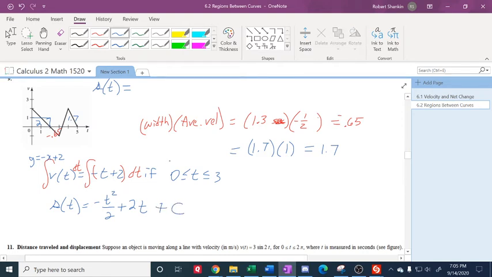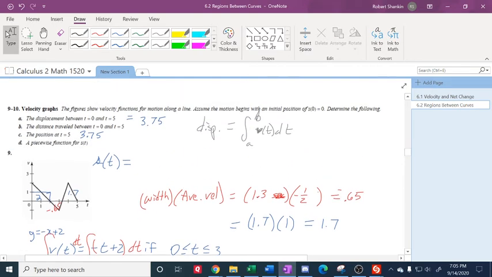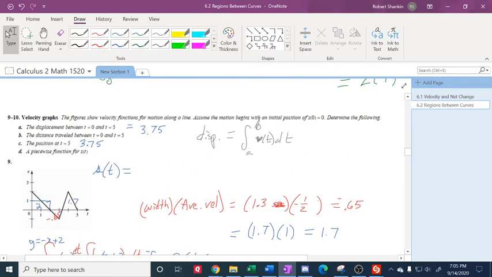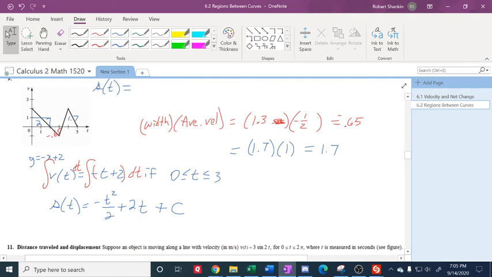But they told us s of 0 is equal to 0. So when you plug in 0 for t, you have to get 0 for s, so that tells you that the c is 0. Now, we could do a similar thing. So here is then part of the piecewise function for s of t.